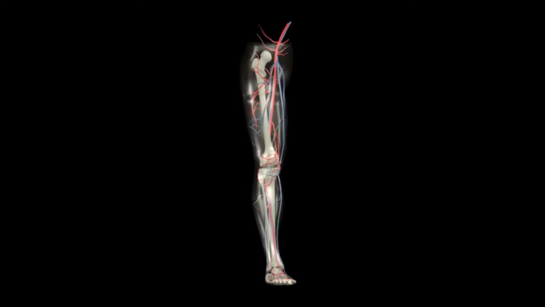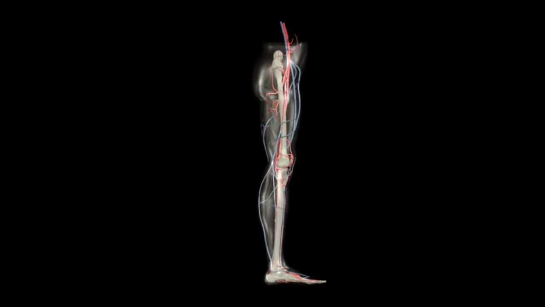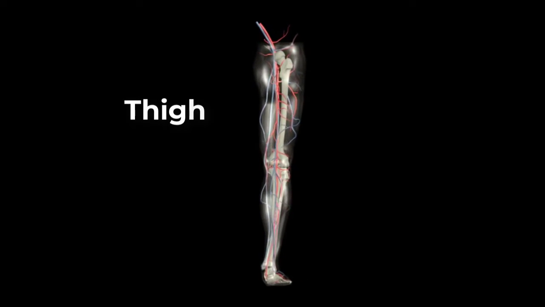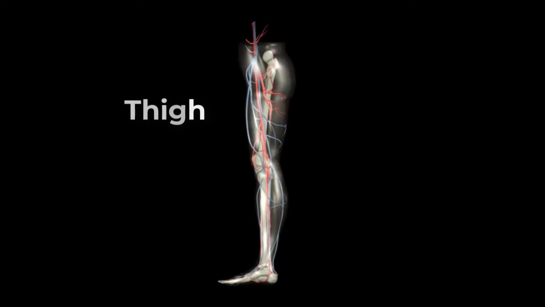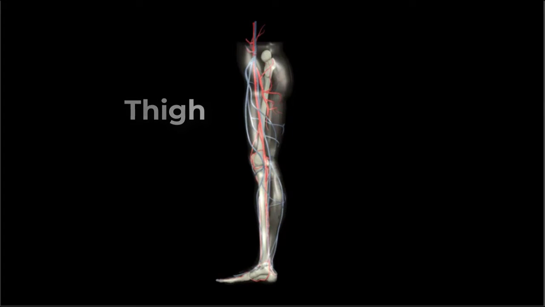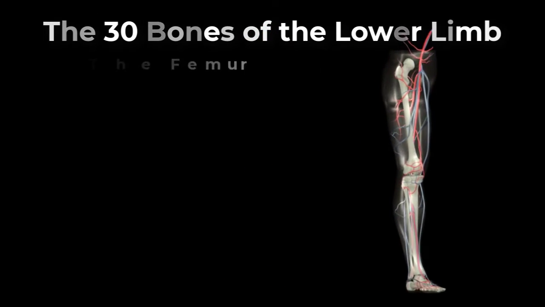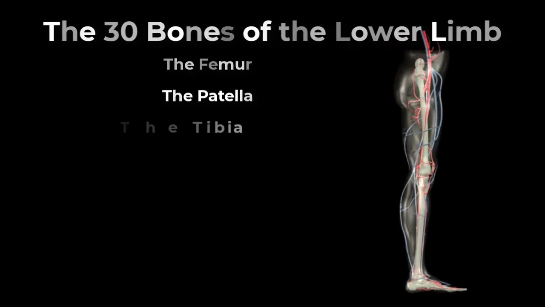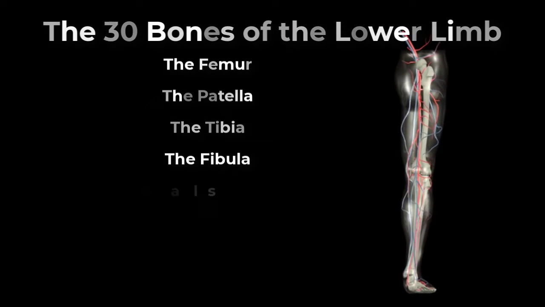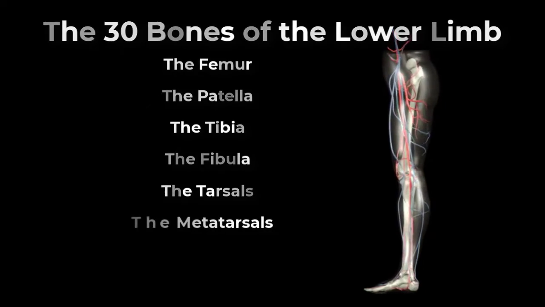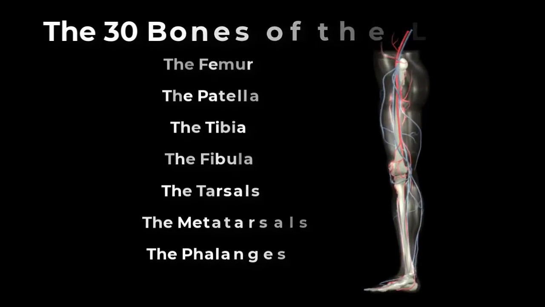Like the upper limb, the lower limb is divided into three regions. The thigh is the portion of the lower limb located between the hip joint and the knee joint. The leg is specifically the region between the knee joint and the ankle joint. Distal to the ankle is the foot. The lower limb contains 30 bones. These are the femur, the patella, the tibia, the fibula, the tarsal bones, the metatarsal bones, and the phalanges.